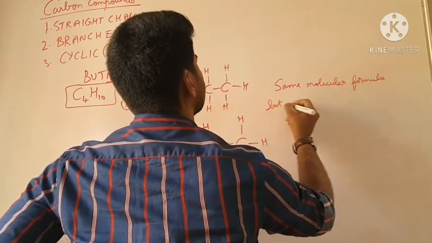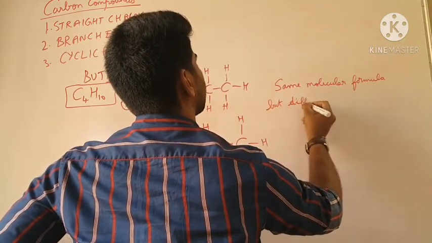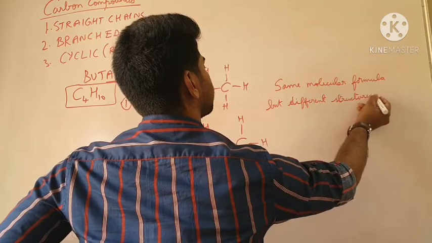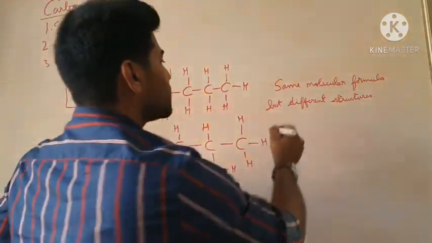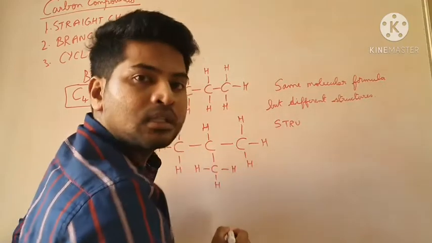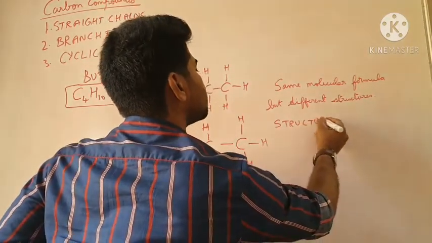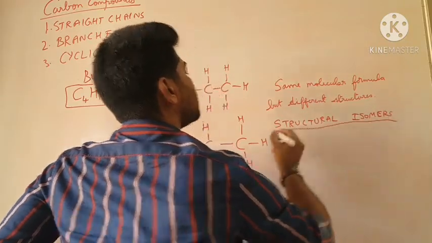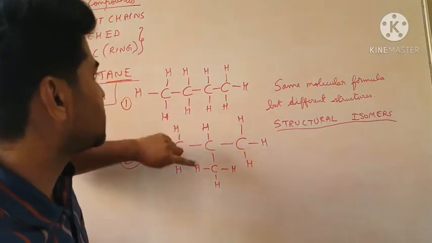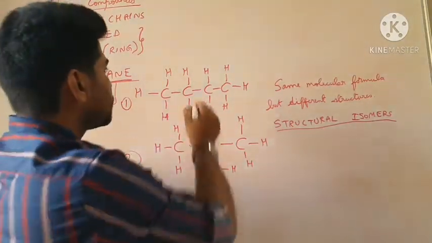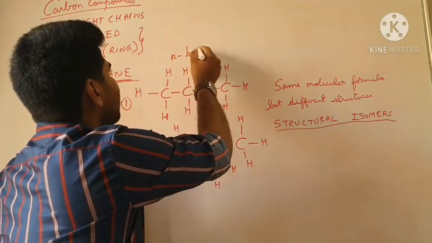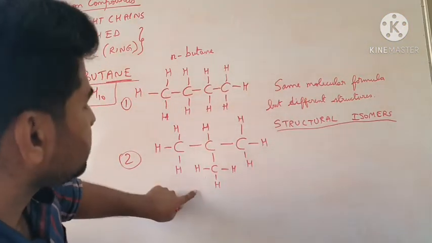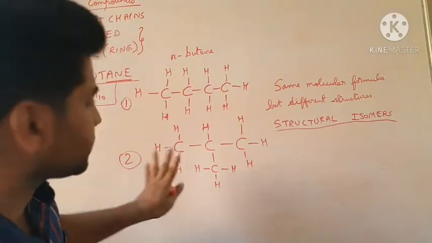If you compare these two, what is similar is both of them have the same molecular formula but different structural formula, different structures. Such carbon compounds are called structural isomers. So what we are seeing here are 2 isomers of butane. This is named N-butane. N refers to normal butane, whereas what would be the name of this structure?